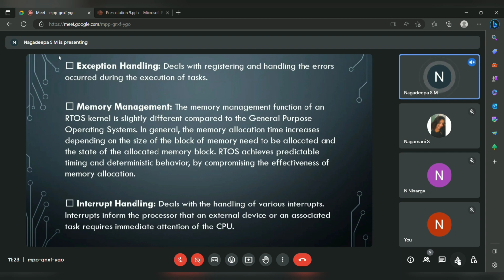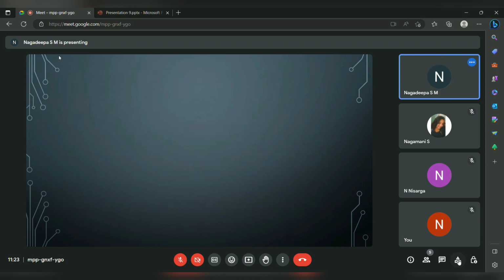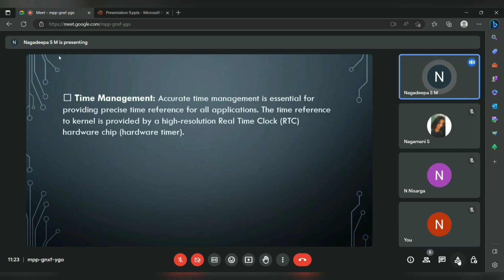What is interrupt handling? It deals with the handling of various interrupts. Interrupts inform the processor that an external device or an associated task requires the immediate attention of the CPU. What is time management? Accurate time management is essential for providing a precise time reference for all applications. The time reference to the kernel is provided by a high resolution real-time clock, that is, a hardware chip or hardware timer.